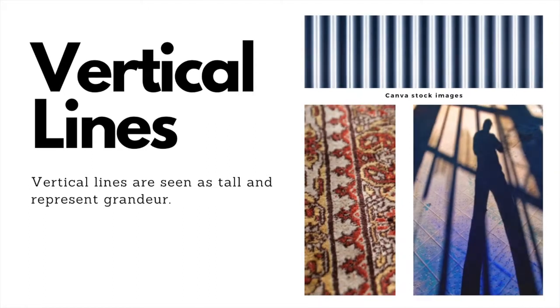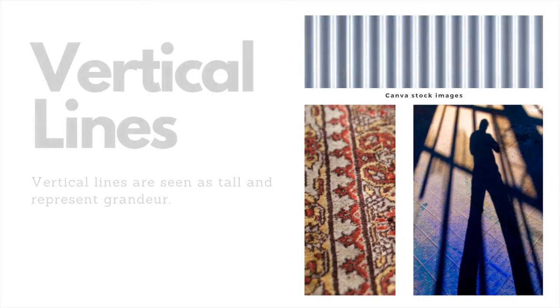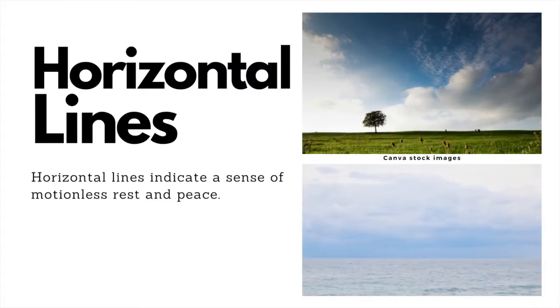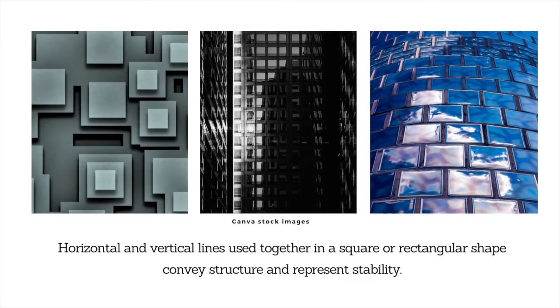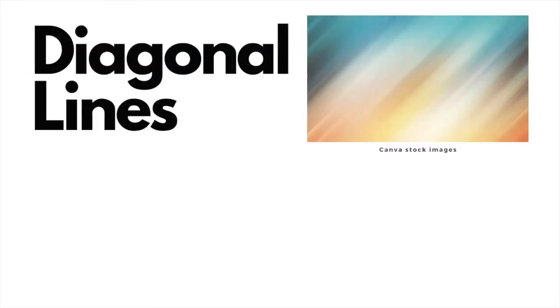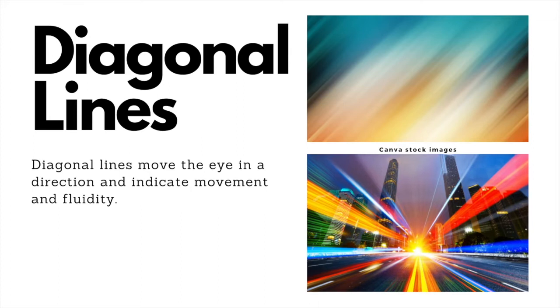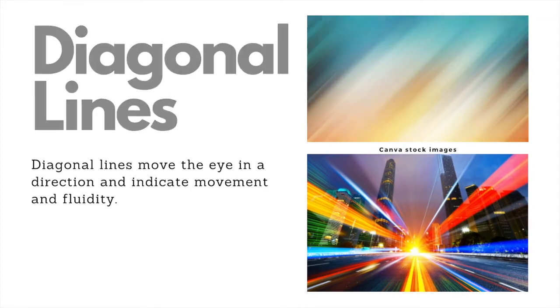And lines can also impose different ideas and emotions if used in an artwork, such as vertical lines. Vertical lines are seen as tall and represent grandeur. On the other hand, horizontal lines indicate a sense of motionless rest and peace. Horizontal and vertical lines, if used together in a square or inside a rectangular shape, convey structure and represent stability. Diagonal lines move the eye in a direction and indicate movement and fluidity.